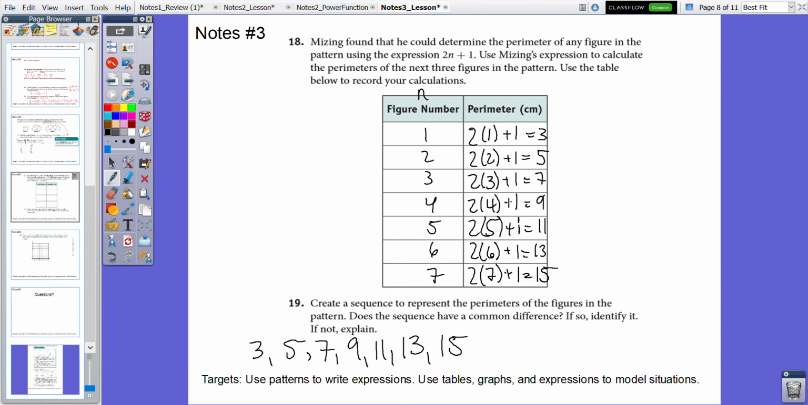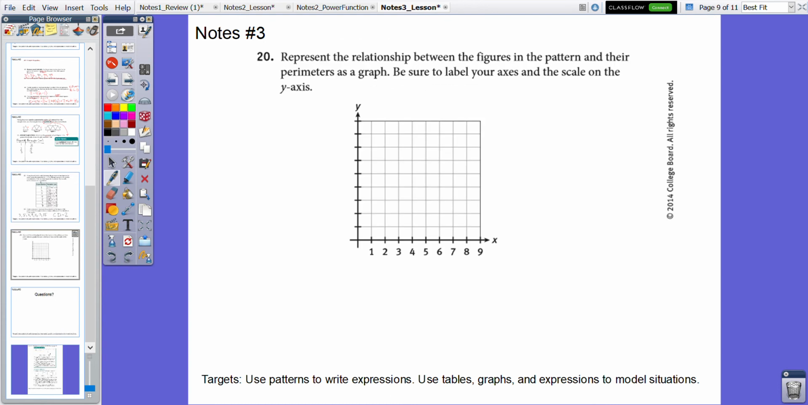Once again, just like we've already noticed, it goes up by how much? Every time we go to a new term, it goes up by 2. So that means our common difference for this sequence is 2. All right, so number 20.